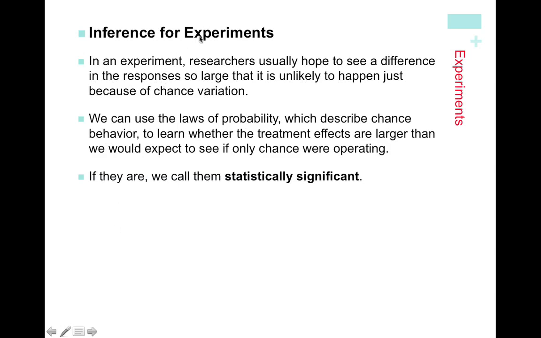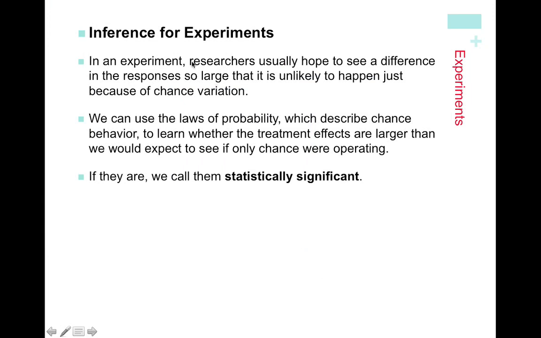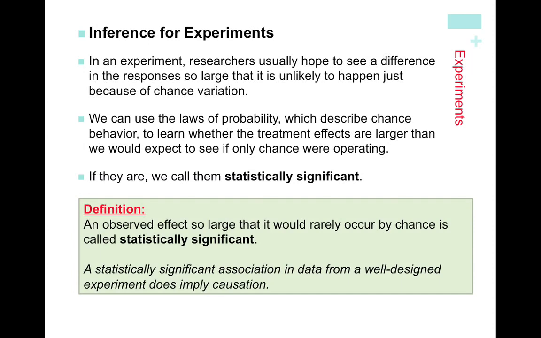When we get to this point later on where we're ready to do inference, we're hoping to see a difference in the response that's so large that it's unlikely to happen just because of chance. So when we look at that difference there, we use our probability. If you remember this, when we did our hypothesis chapter, we calculated p-values. And based on what those probabilities were, if the difference was so large that it was unlikely to happen by chance, then I said the result was statistically significant.